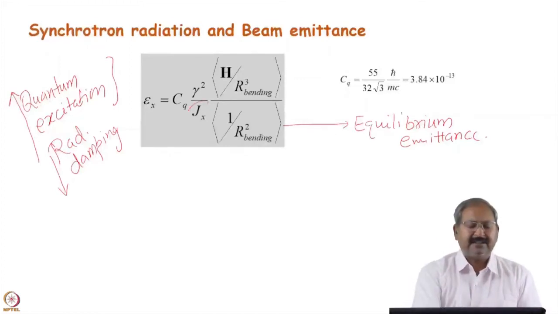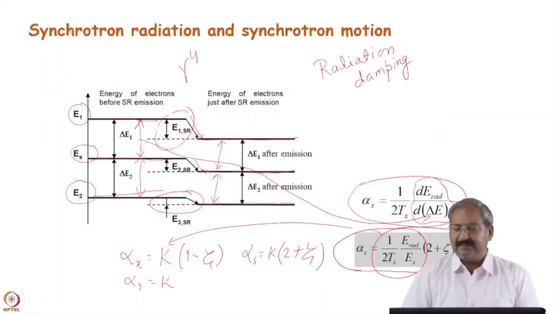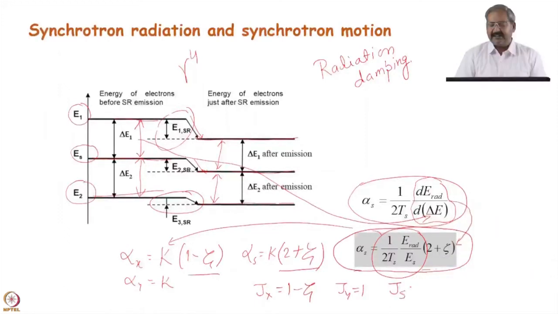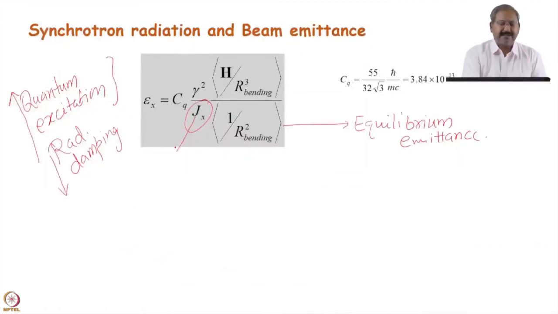So here you can see that there is a Jx. Jx is basically this number. So for Jx, we say 1 minus this term, Jy is 1, and Js is equal to 2 plus this function of dispersion. So you can see that the summation of Jx plus Jy plus Js is 4, as alpha x plus alpha y was constant, and this is a 4. So Jx is this number, and in this number, this is a function of dispersion, we have seen it. So this is a function of dispersion, bending radius, as well as gradient in the dipole magnet.